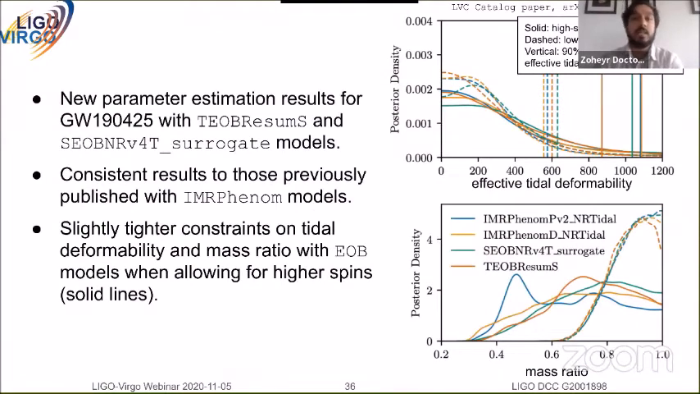I want to quickly highlight that we have done some additional parameter estimation runs on GW190425, which was published almost a year ago now. We encourage people to go and dig into those results in our data release. The punchline is that those results are very consistent with the results that we had initially gotten with our IMRPhenom models. All right, next slide, please.